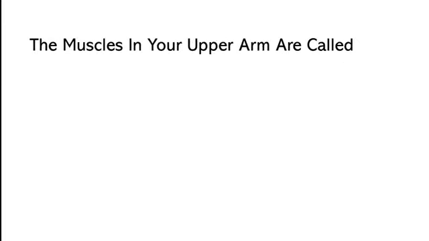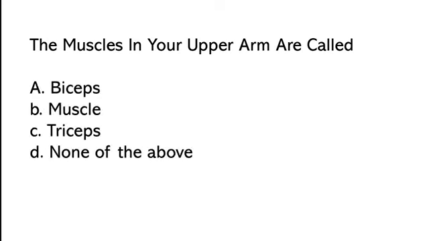The muscle in your upper arm is called biceps, muscle, tricep, none of the above. So the correct answer is option A, bicep.